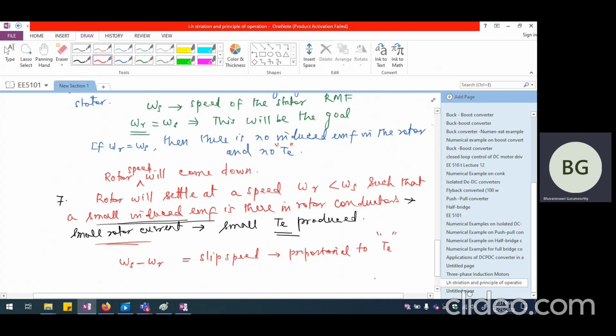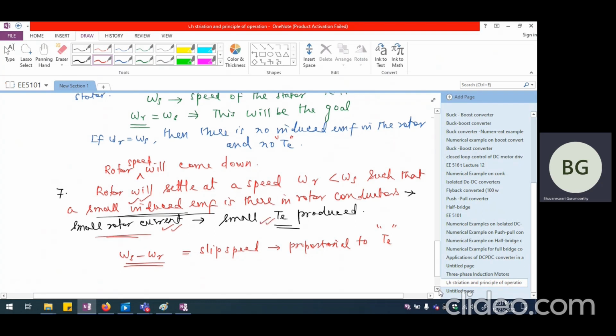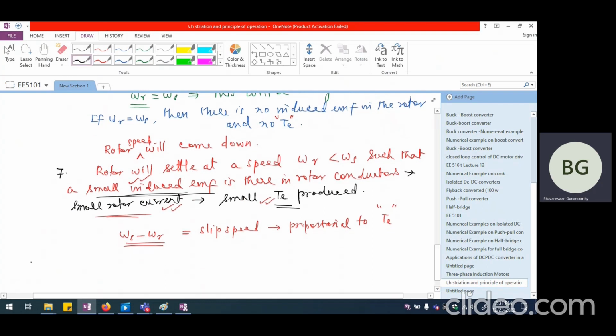So if you demand more torque, then correspondingly we will require a larger difference between the revolving magnetic field and the rotor speed, so that there will be more induced EMF, more current, and more electromagnetic torque produced. In general, we say that (omega s minus omega r) divided by omega s, we call this slip. It is always measured with respect to omega s.